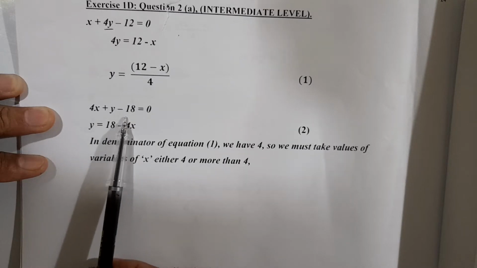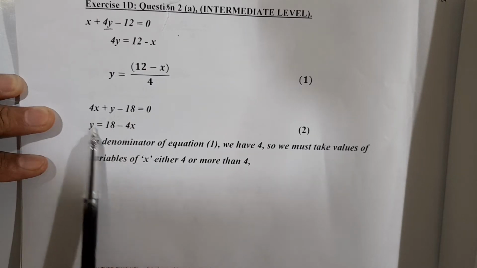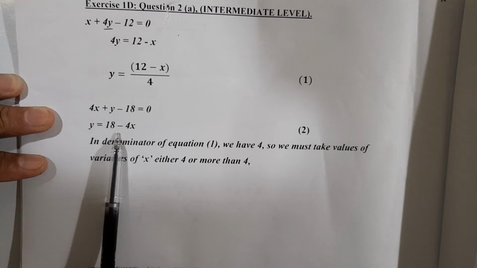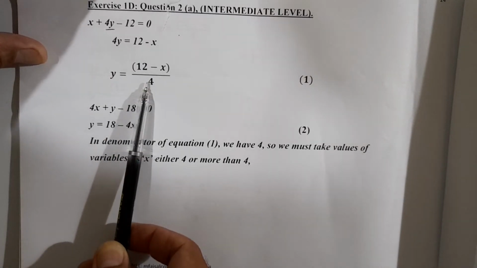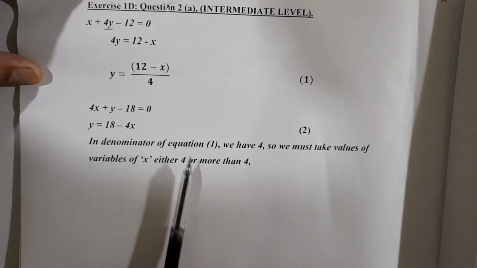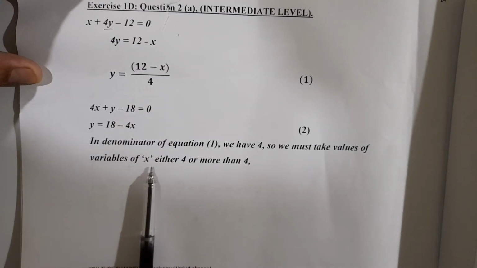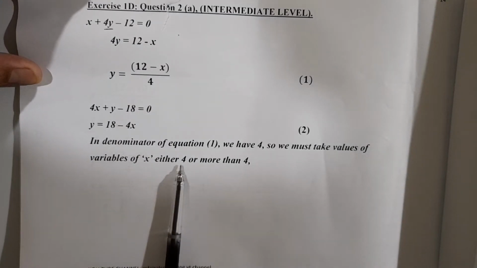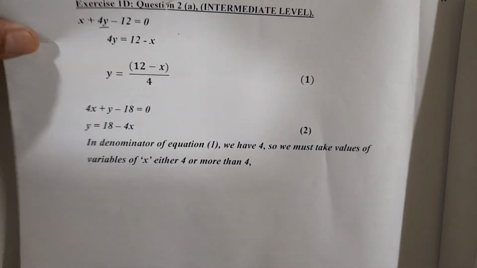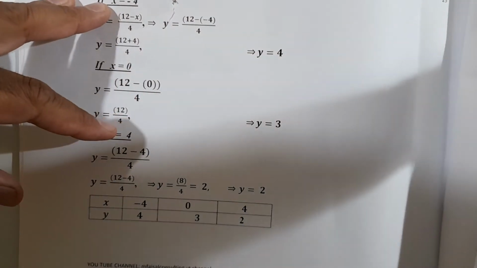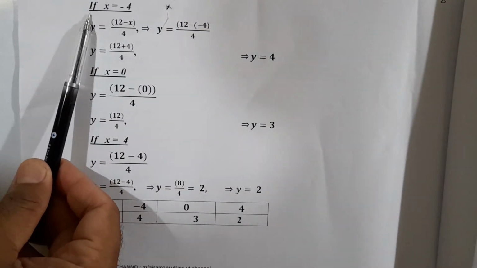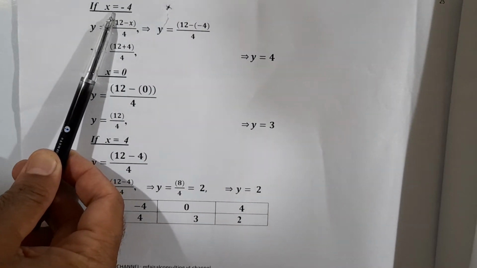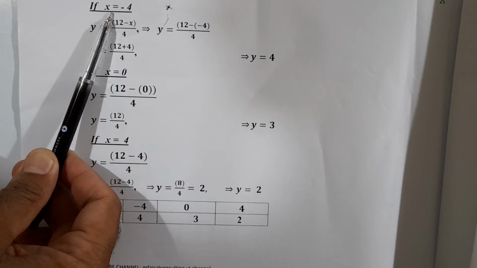We'll be taking minus 18 and 4x to the right hand side of the equals sign. So it will become y is equal to 18 minus 4x. You know that in the denominator we have the 4. So we'll be taking the values of the x variable either 4 or more than 4. Now we'll be taking the values x as minus 4, x as 0 and x as 4.